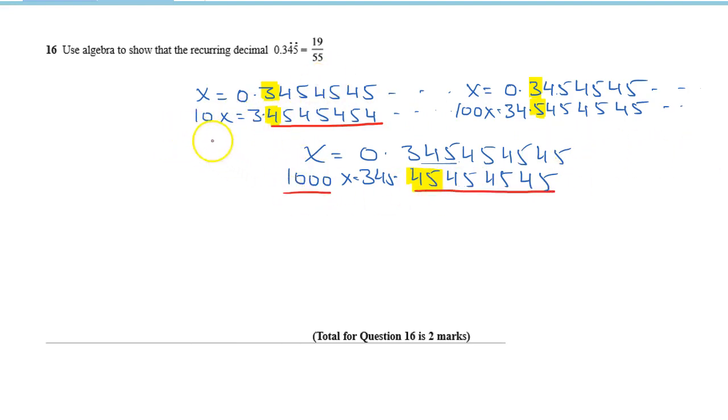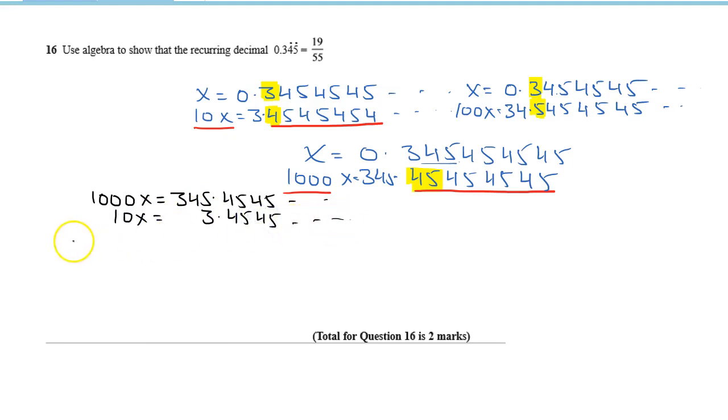So we subtract these two. So it will be 1000x is equal to 345.4545 and so on, and 10x will be 3.4545. The idea is to get the number which is 0 after the decimal. So these are all 0. This will only be 990x is equal to 342.